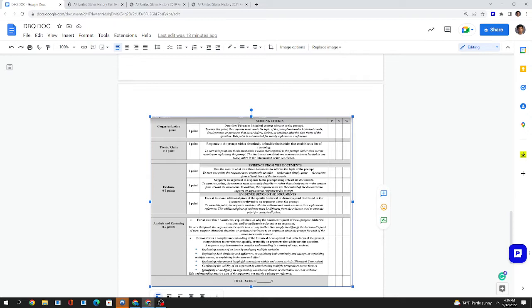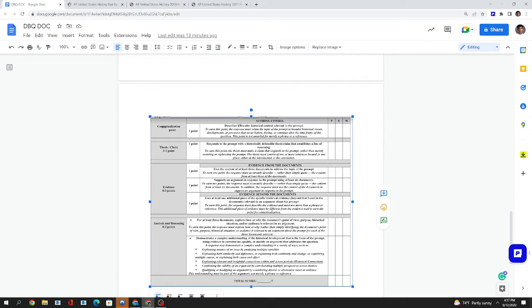And lastly, you have evidence. Well, not lastly, my apologies, but the next thing they're going to be testing you on is evidence. And there are two ways they're going to be looking at it. One is use the content of at least 3 documents to address the topic of the prompt. I will talk about how you do this, but basically just use 3 documents. Number 2 is support an argument in response to the prompt using at least 6 documents. In order to get this, you're going to have to do a little bit more extra work. You're going to have to put some more analysis into what you're doing, but it's relatively easy to get these 2 points right here, and I'll explain why later in the video.